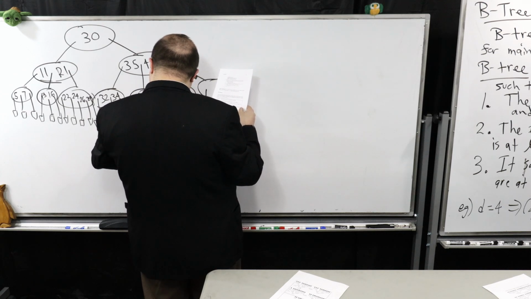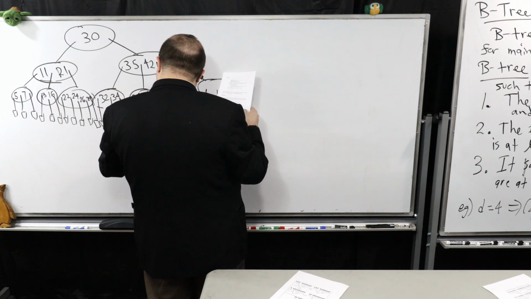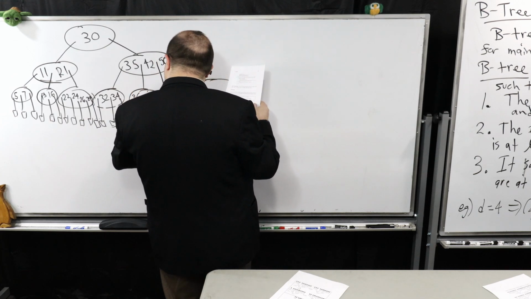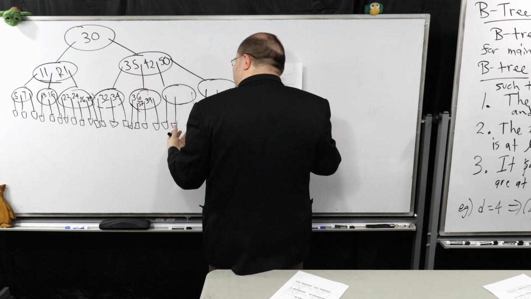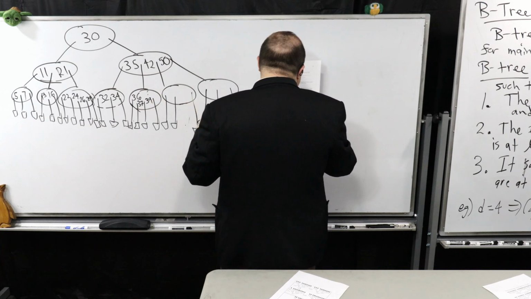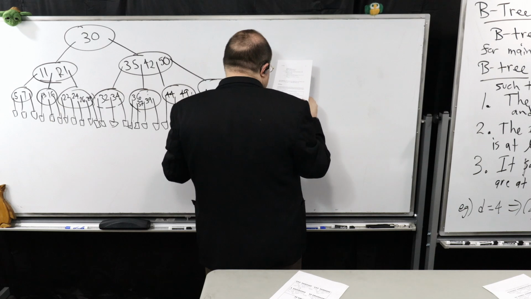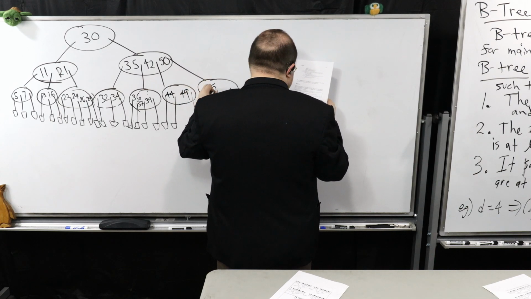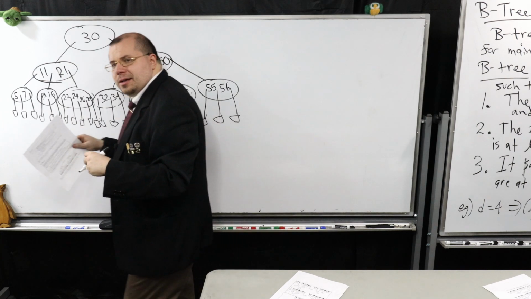So 36, 37, 39. I kind of dripped it down there. It's kind of melted down. It's perfectly par for the course. 36, 37, 39. 44, 49. Then 55, 56. Okay, so here's a B tree.